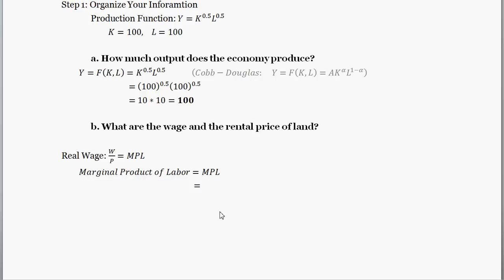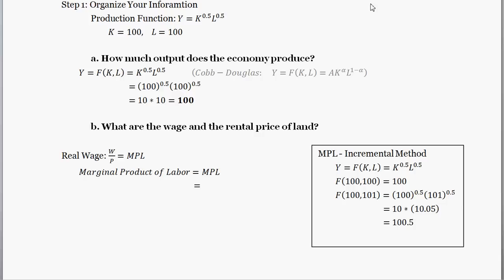There's a couple of ways you could solve for the marginal product of labor. One way is you could start off with the production function here. You could put in 100 for capital and 100 for labor, and find out what the production is. That's going to be 100. And then the next step is increase labor by 1. So set labor to 101 and find out how much production increases. I'm going to call that the incremental method.